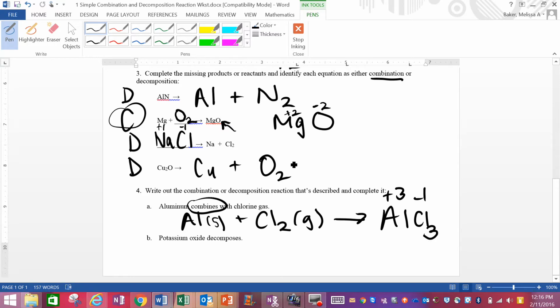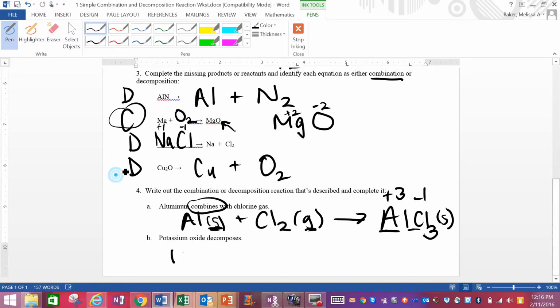Now, what state of matter is it going to be? Let's take a look for clues. Solid, gas, this is a metal and a non-metal. That's ionic. That is a salt. Salts are typically solids at room temperature.